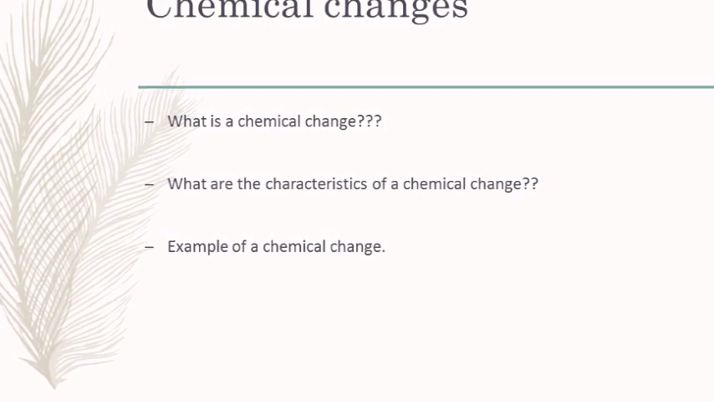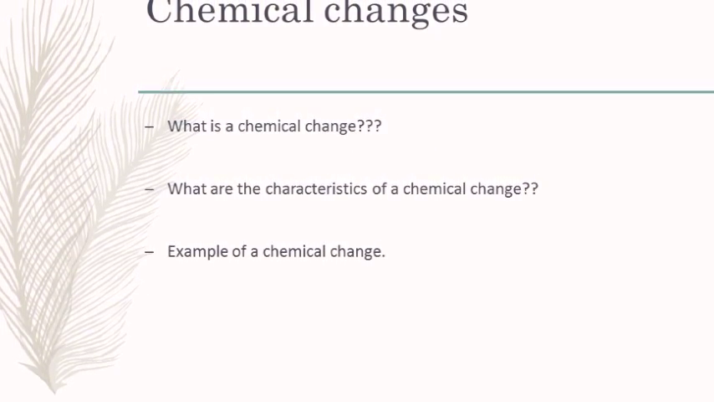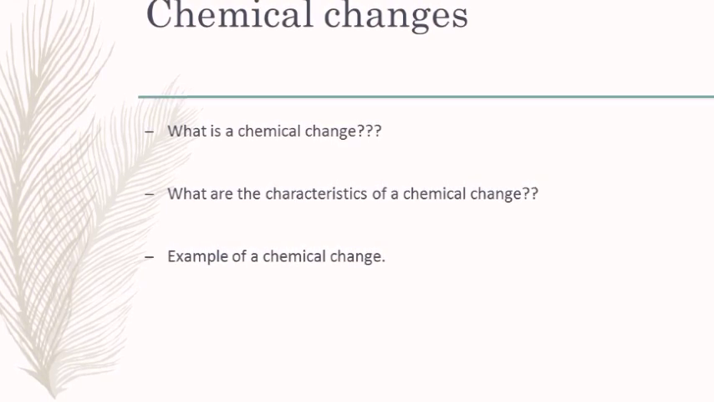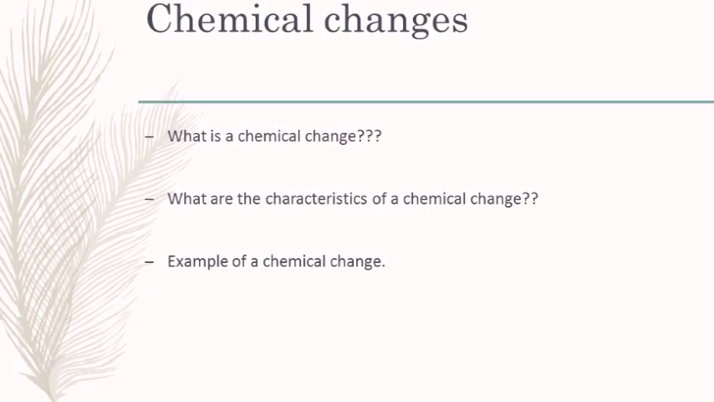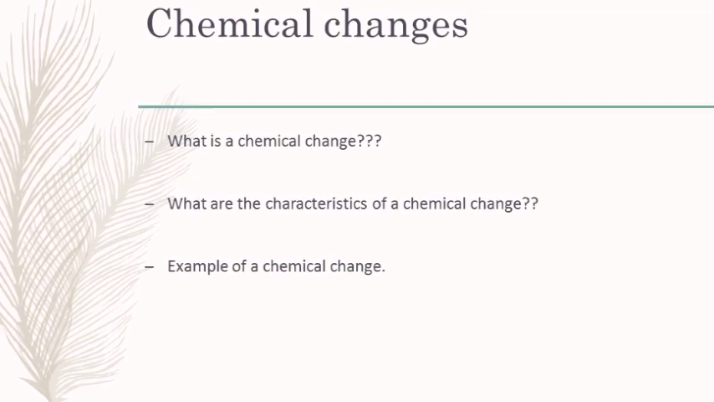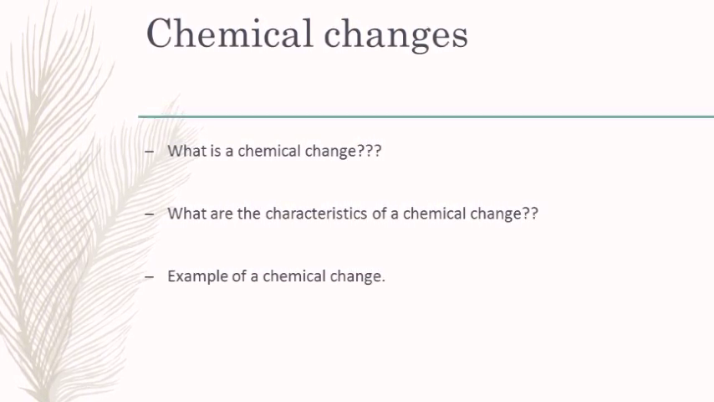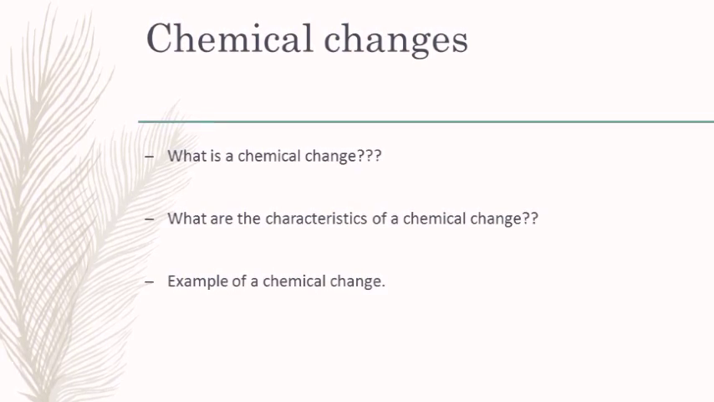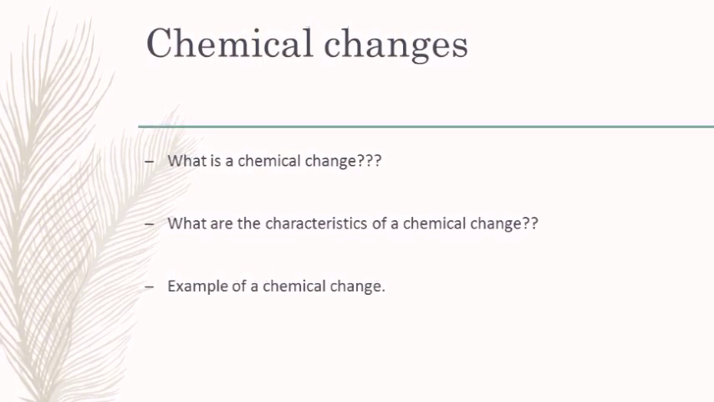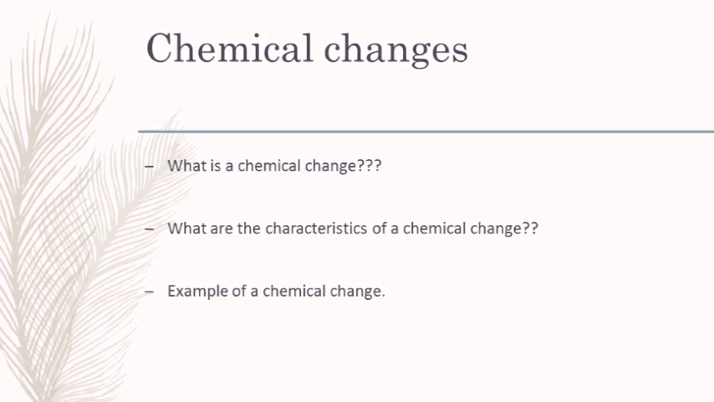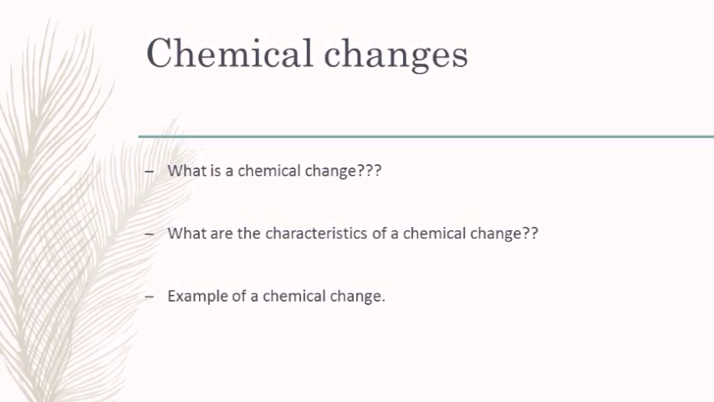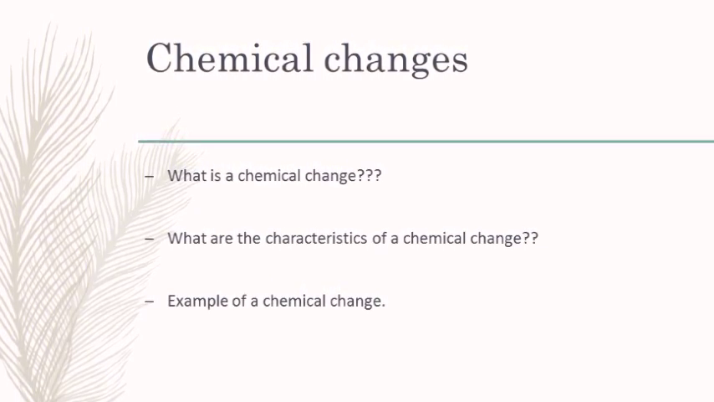What is a chemical change? A chemical change is a reaction that usually cannot be undone. During this reaction, two or more substances combine to make a new substance. Some characteristics of a chemical change are change in odor, color, change in temperature, change in state or phase, or change in volume. Now we will look at a few examples of chemical changes.